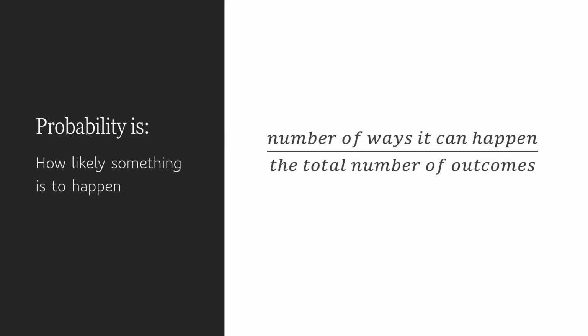Kind of an easy example to think about would be flipping a coin. There's two sides to a coin. That means there's two total outcomes. The number of ways I could flip a tail then, remember there's only one side that's a tail. So the number of ways that this event can occur is 1, and the total number of outcomes is 2. So my probability of flipping a coin that lands on tails is 1 out of 2.